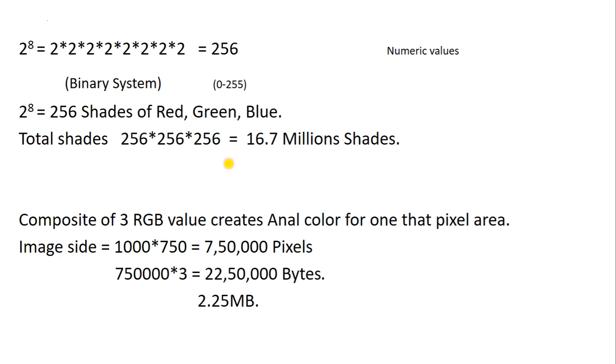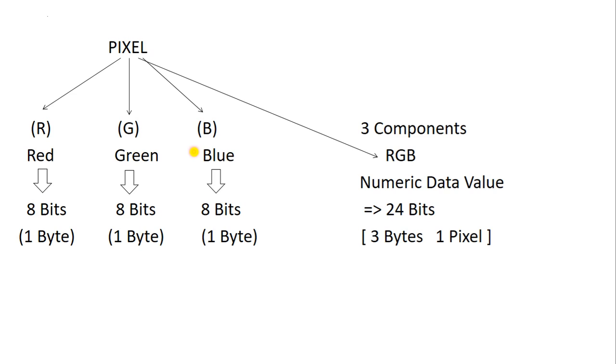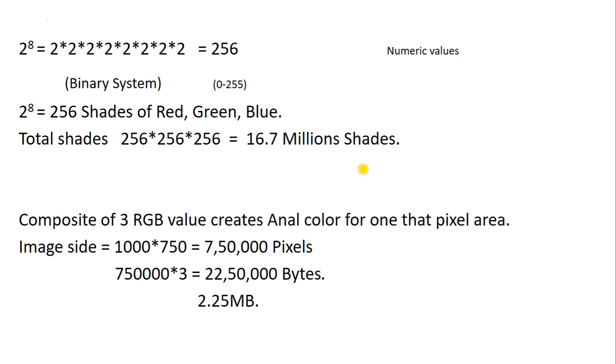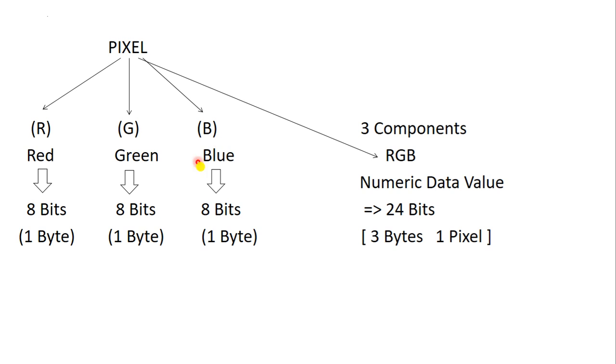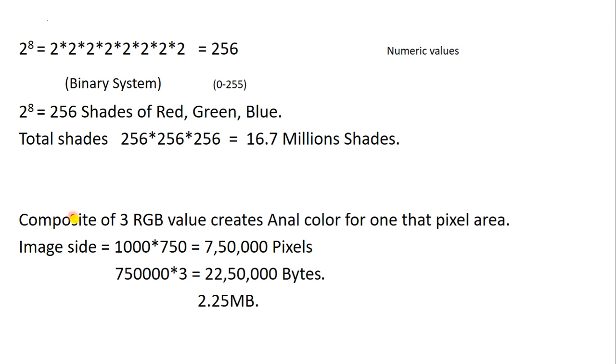At a time we can't put all of them, but in one pixel we can put green, and in another pixel we can put blue. Like that, however we want, we can put. It means this many different shades are there from these three components.